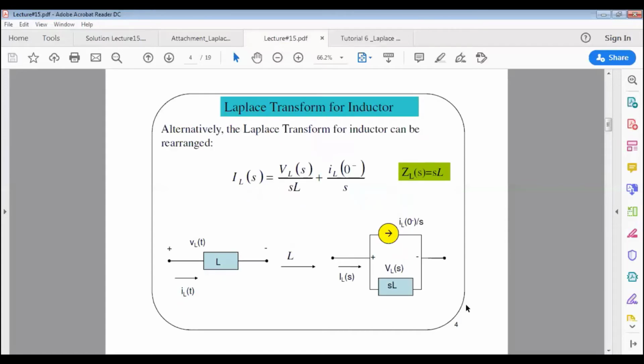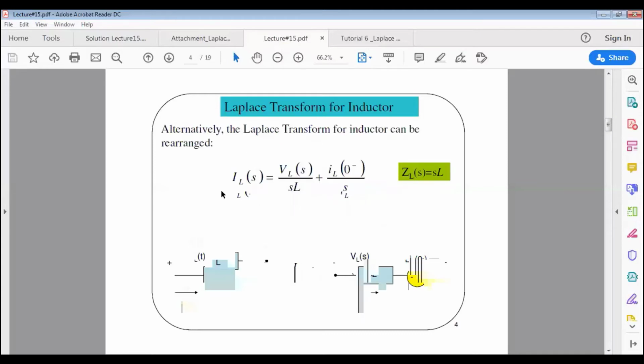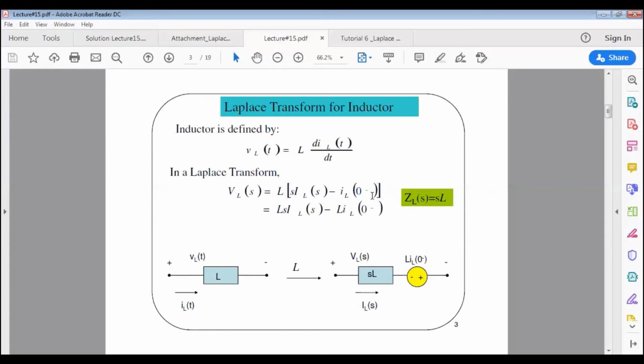Right, so this is another way of transforming the inductor. Previously we used the voltage, and then we had the current, which means the current is written in terms of the voltage. But in this slide, we are writing the voltage in terms of the current. This can be obtained from this equation.